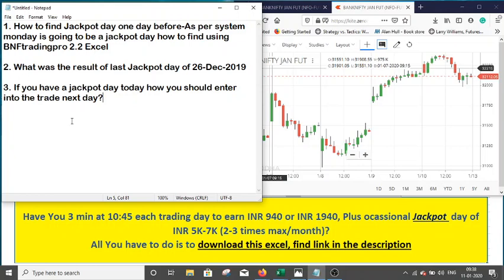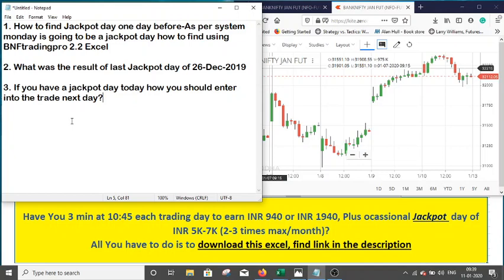And next, I will discuss what was the result of the last jackpot day. According to this Excel, the last jackpot day was on 26th December. On 24th December, the Excel sheet anticipated that 26th of December is going to be a big movement, and I will show you what happened that day and how we found the trade on the 24th, that the 26th is likely to be a jackpot kind of day.